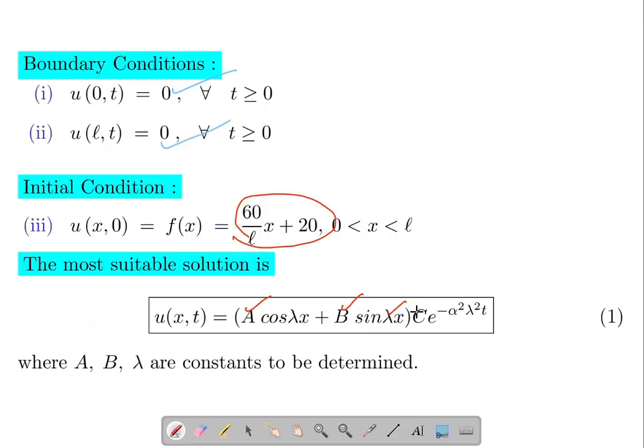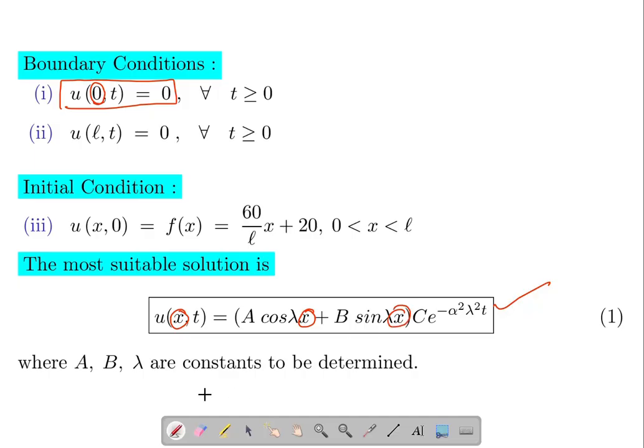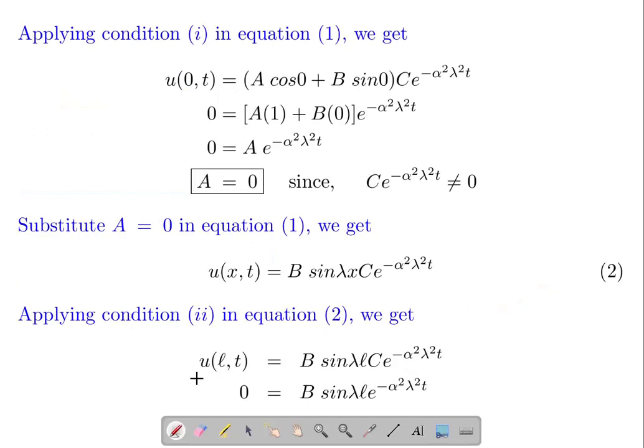So now we apply condition number 1 in equation number 1. Wherever x is there, here it is x, here it is x and here it is x, instead of x I replace 0. So you will get u of 0 comma t is equal to a cos 0 plus b sin 0. Cos 0 is nothing but 1, sin 0 is 0. So b into 0 is 0, 0 plus a is a. C will be here. So c into e power minus alpha square lambda square t.